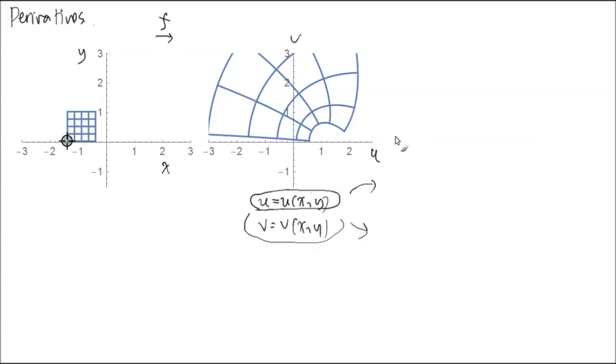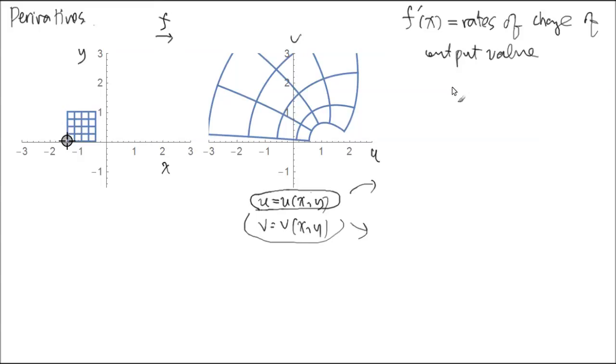So the meaning of the derivative is the following. Think about the meaning of f prime of x. Isn't that the rate of change of output value with respect to input value? Slope of a tangent line, slope of the secant line, that's the geometric visualization of these rates of change, right? That's what I'm about to do here, okay?